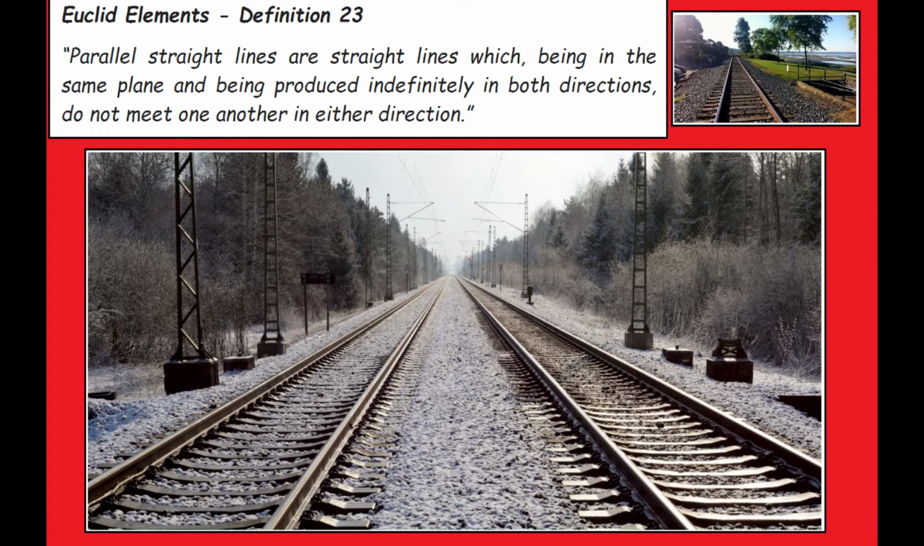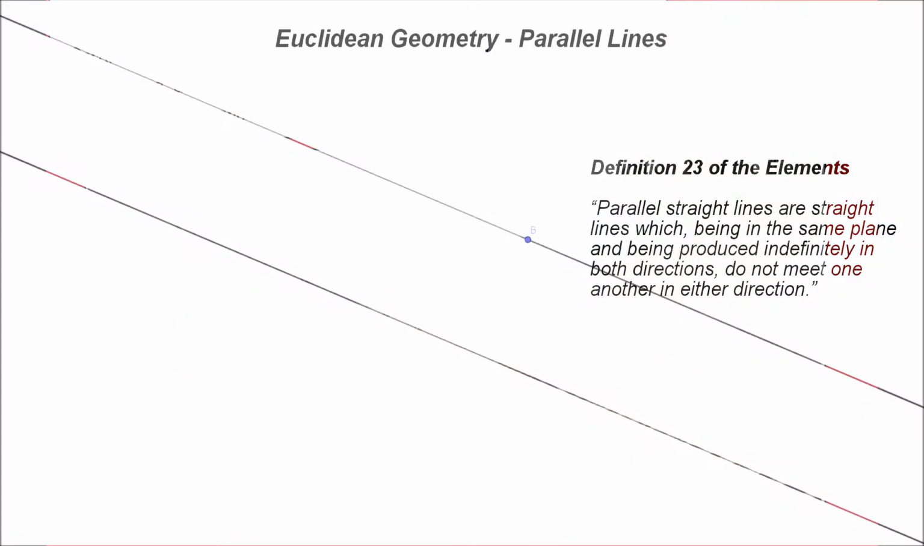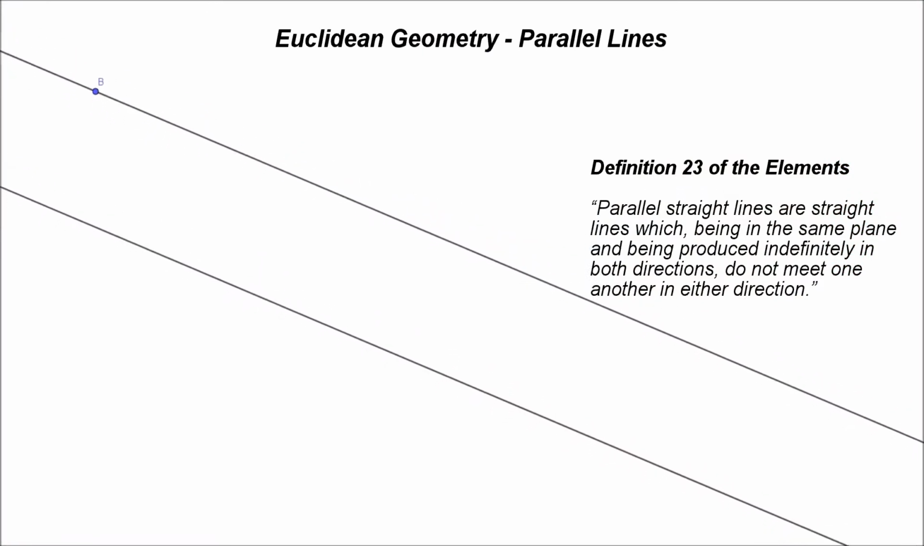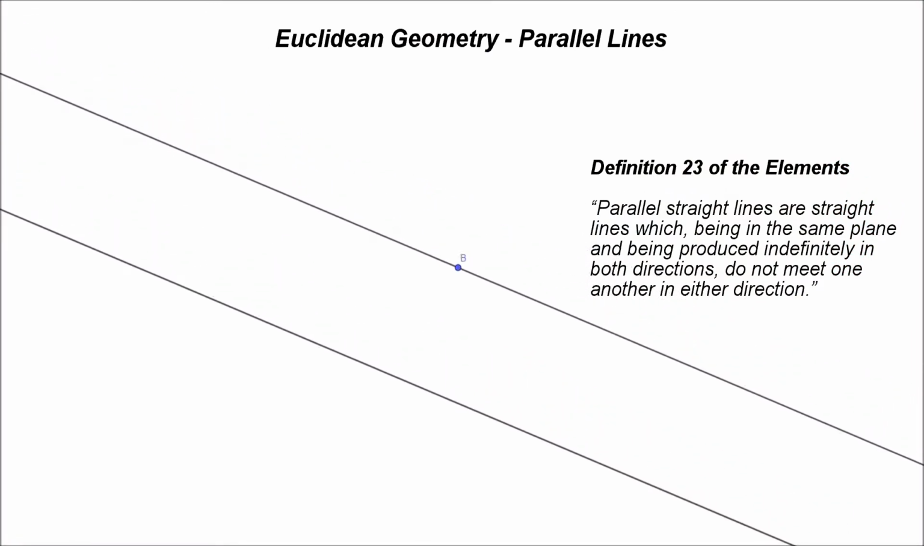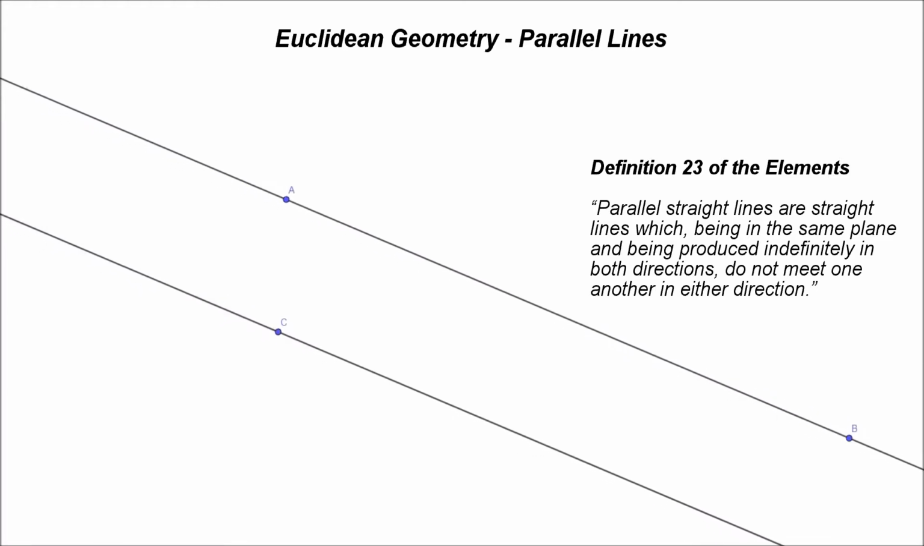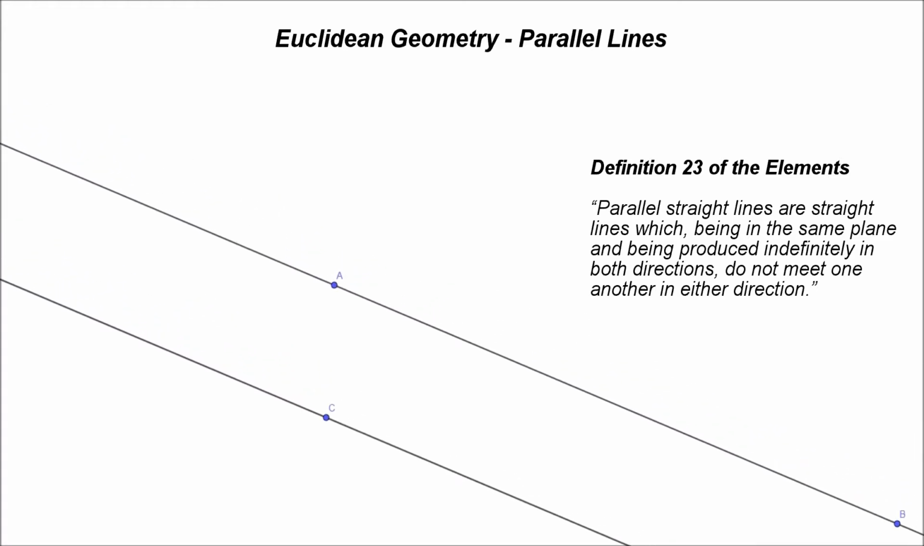Parallel straight lines are straight lines which, being in the same plane and being produced indefinitely in both directions, do not meet one another in either direction. Next, he introduces the fifth postulate, or the parallel postulate.